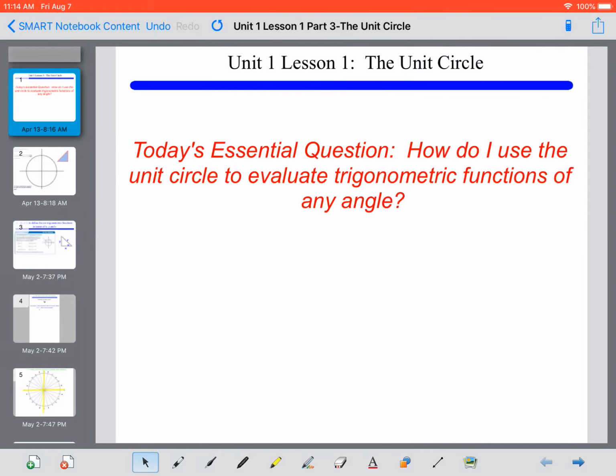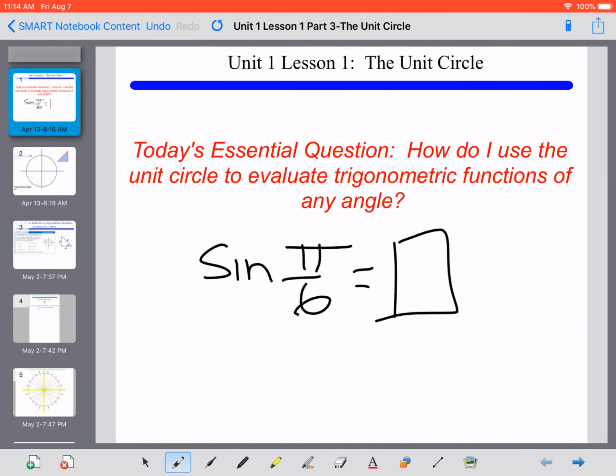Welcome to Unit 1, Lesson 1, the unit circle, and this is where we're going to learn how we can find an exact value without using a calculator. So our end game is if I ask you what is the sine of pi over 6, you're going to be able to tell me what that ratio is without using any assistance from technology. So how do we begin our discussion?